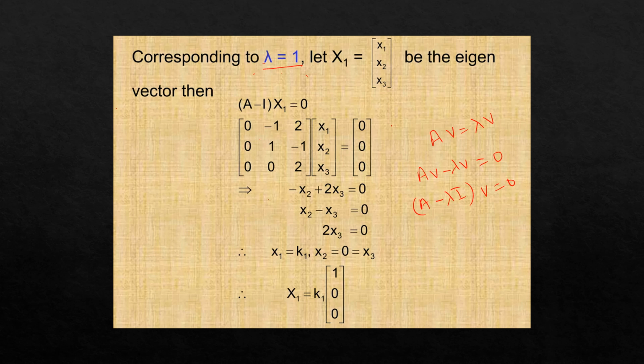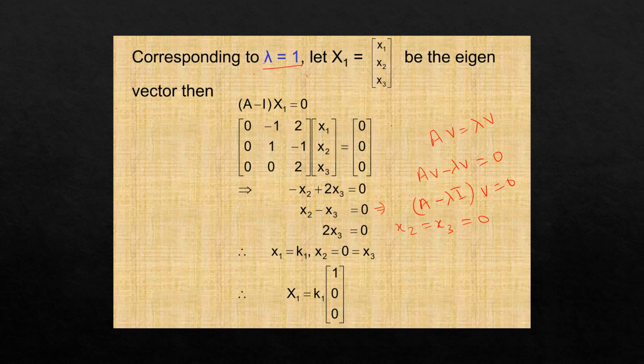By this I'll form the equations: x2 plus 2 of x3 is equal to 0, x2 minus x3 is equal to 0, and 2 of x3 is 0. So I know x3 is 0, and by the other equation I can infer that x2 is equal to x3. So x2 equals x3 equals 0. I know by definition my eigenvector can never be 0, and I don't have any equation that will give me the value of x1. So I'll assume a value of x1 as k1.